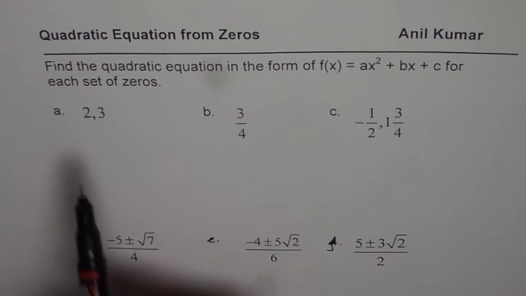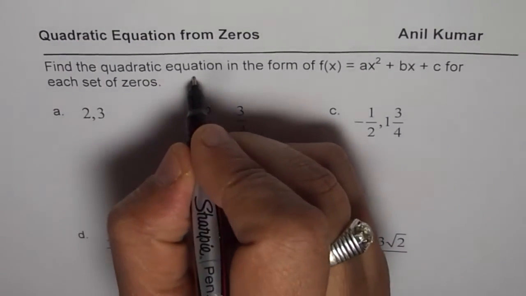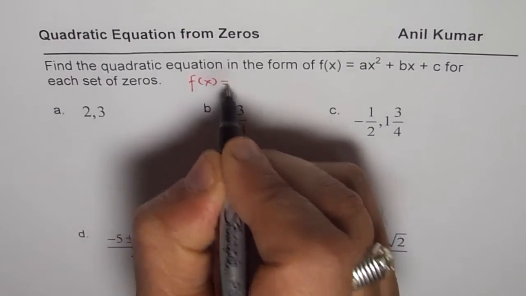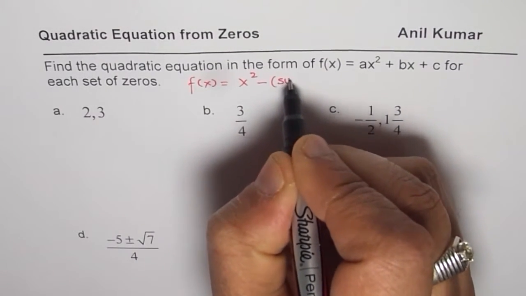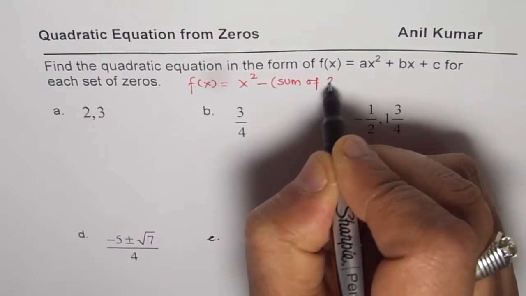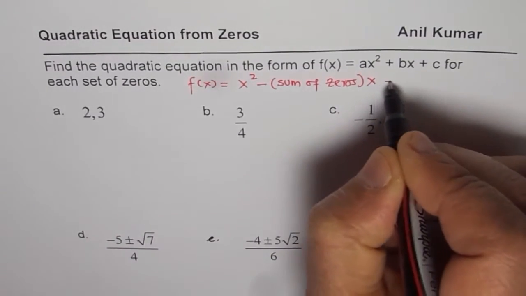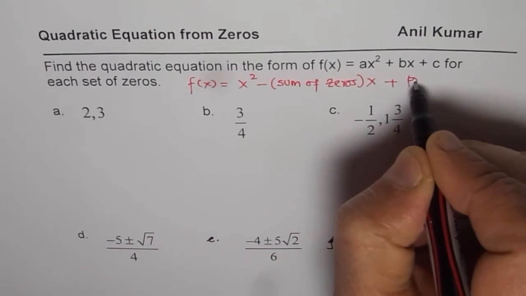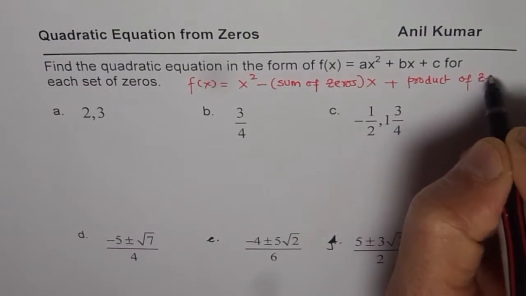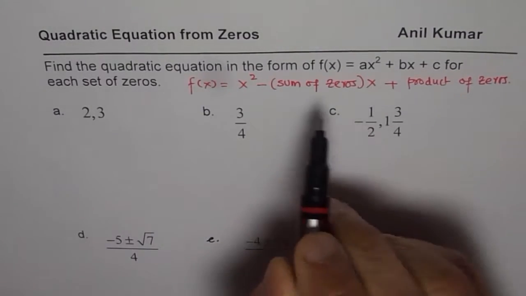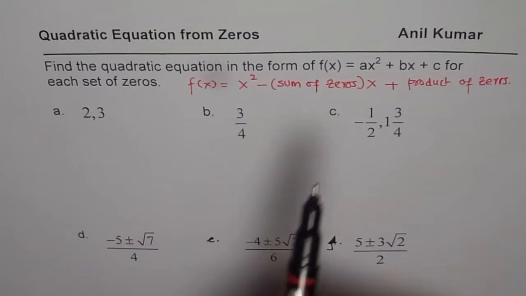If we are given the zeros, we could write the equation in standard form as f(x) = x² minus sum of zeros times x plus product of zeros. Right, so this is a standard way of writing a quadratic equation from given zeros, right?